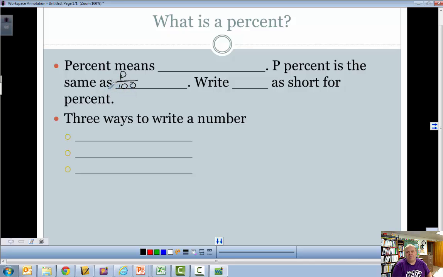Okay, we can make that into a fraction. If I want to know what the percent is, I can put it over 100, and that's how I'm going to make it a fraction. We can shortcut it and just use the percent symbol as the shortcut. Now, there are three ways I can write a number. The first way, as we're going to be talking about today, is as a percent. The second way is as a fraction. And then from a fraction, we can do it as a decimal.